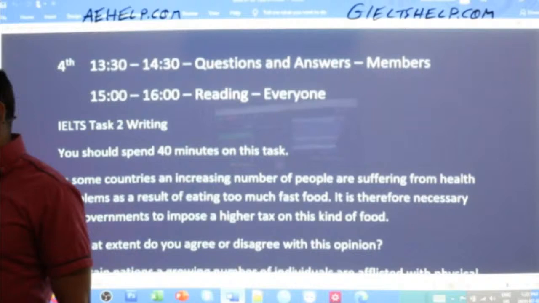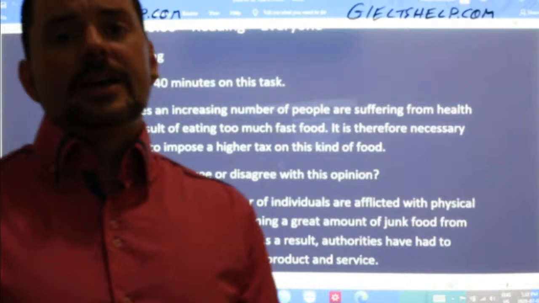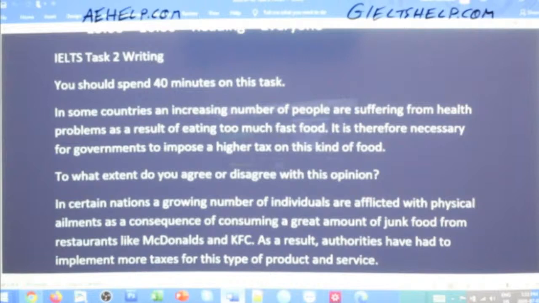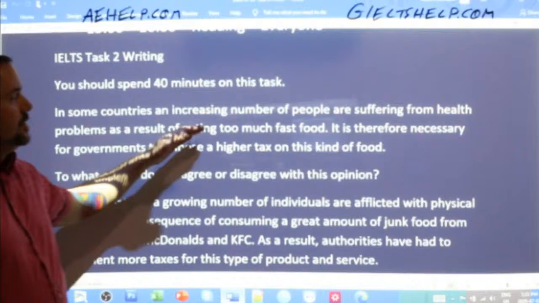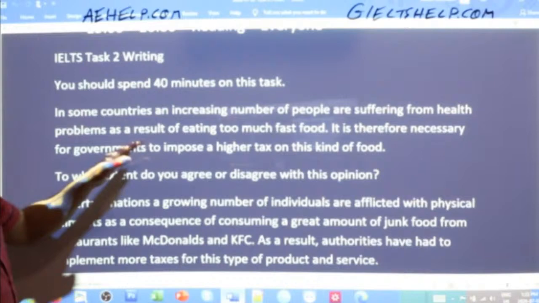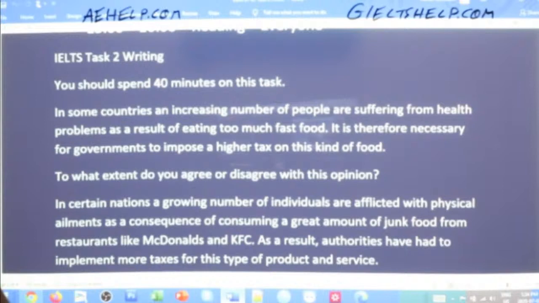Okay, here is the task two question that we started on yesterday. This was a question that appeared at a previous IELTS exam, so it's taken out of an official test in the past. Here's the question. Let's just read it again, make sure we're all on the same page. IELTS task two writing. You should spend 40 minutes on this task. In some countries, an increasing number of people are suffering from health problems as a result of eating too much fast food. It is therefore necessary for governments to impose a higher tax on this kind of food. To what extent do you agree or disagree with this opinion?